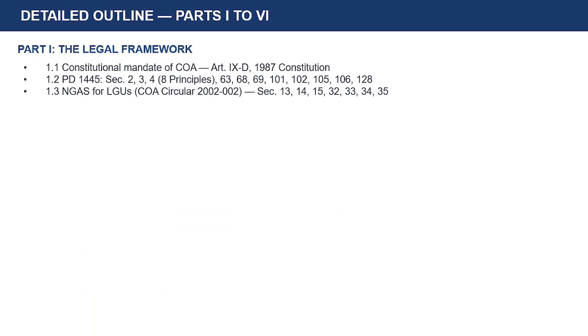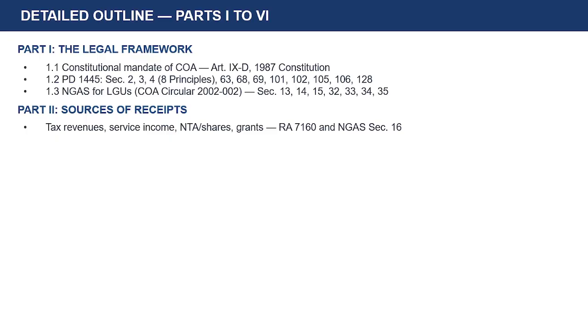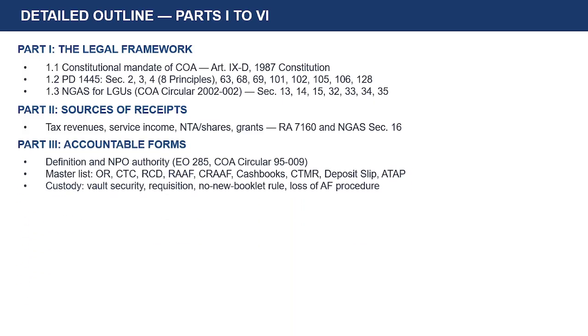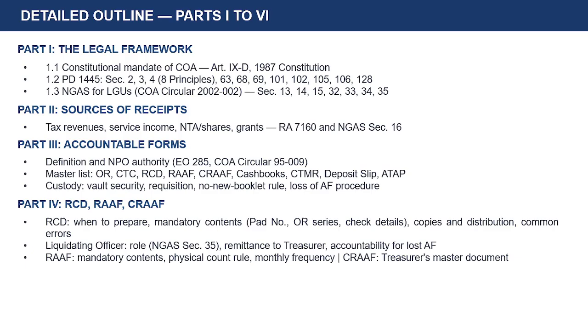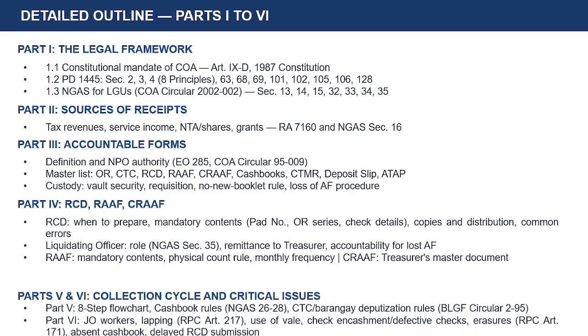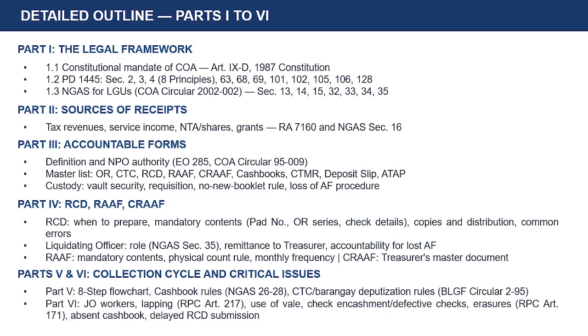Parts 1 to 6, in detail. Part 1, the Constitution, Presidential Decree 1445, and the NGAS Circular for Local Government Units. Part 2, Tax Revenues, Service Income, Shares, and Grants. Part 3, Accountable Forms, the National Printing Office, the Master List, and Custody Rules. Part 4, the Report of Collections and Deposits, the Report on Accountability, and the Consolidated Report. Part 5, the 8-step collection cycle and the cash book. Part 6, Job Order Collectors, Lapping, Veil, Check Fraud, and Falsification.